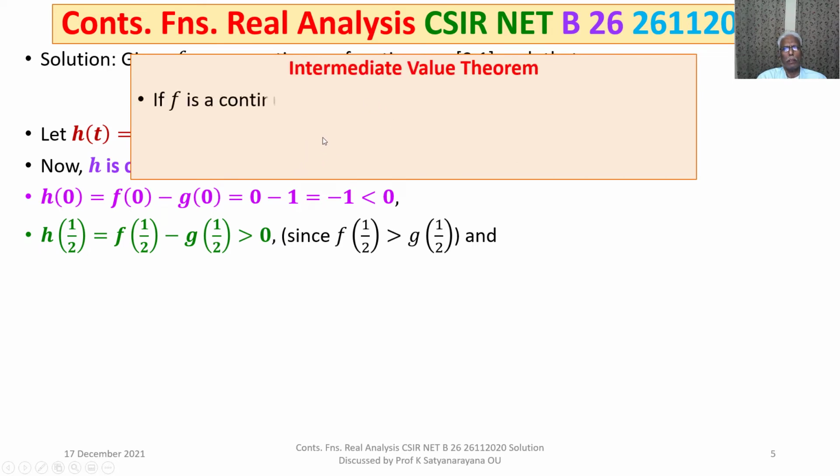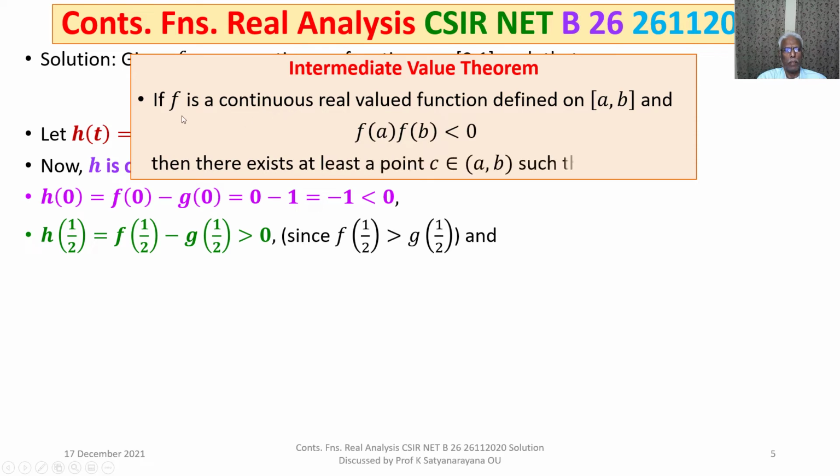We now recall the intermediate value theorem. This theorem states that if f is a continuous real valued function defined on the closed and bounded interval [a, b], and f(a) and f(b) have opposite signs, that is f(a) multiplied by f(b) is negative, then there exists at least one point c belonging to the open interval (a, b) such that f(c) = 0.